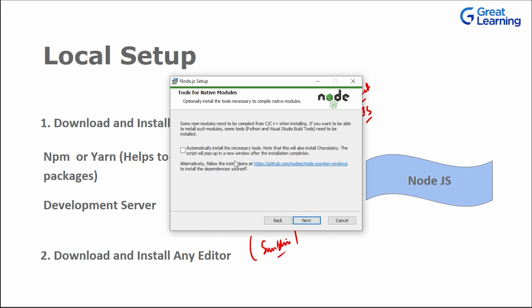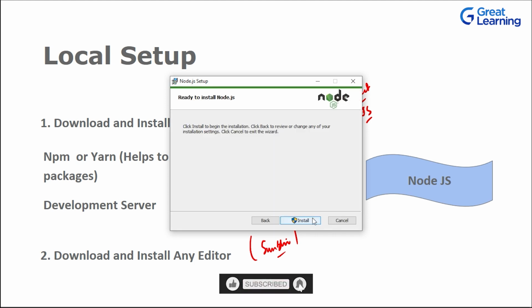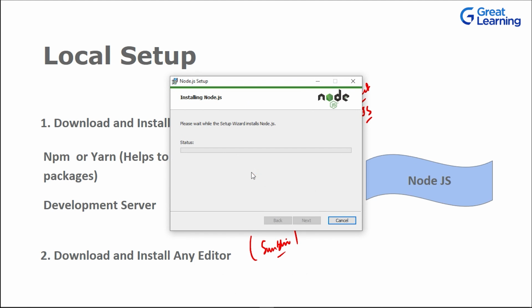Click on next. We don't want to install Chocolatey; this script would pop up in a new window after the installation completes, so we don't want this. Click on next and click on install, and it will start installing. It will ask you to allow changes on your device. Say yes. So you see, we are almost done with the setup, and we have validated the install.